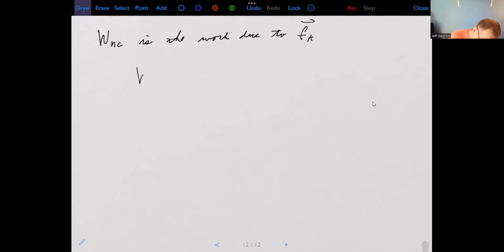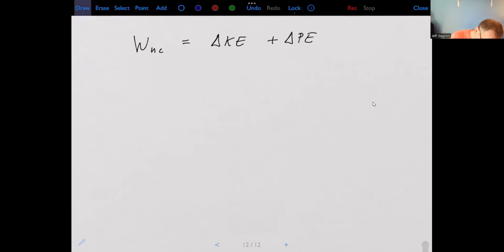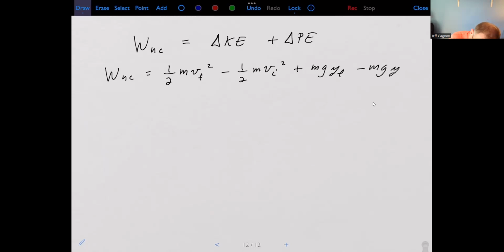So we had that the work done by the non-conservative force is equal to the change in kinetic energy plus the change in potential energy. If I write this out, then the work done by the non-conservative force is equal to 1/2 m v final squared minus 1/2 m v initial squared plus m g y final minus m g y initial.